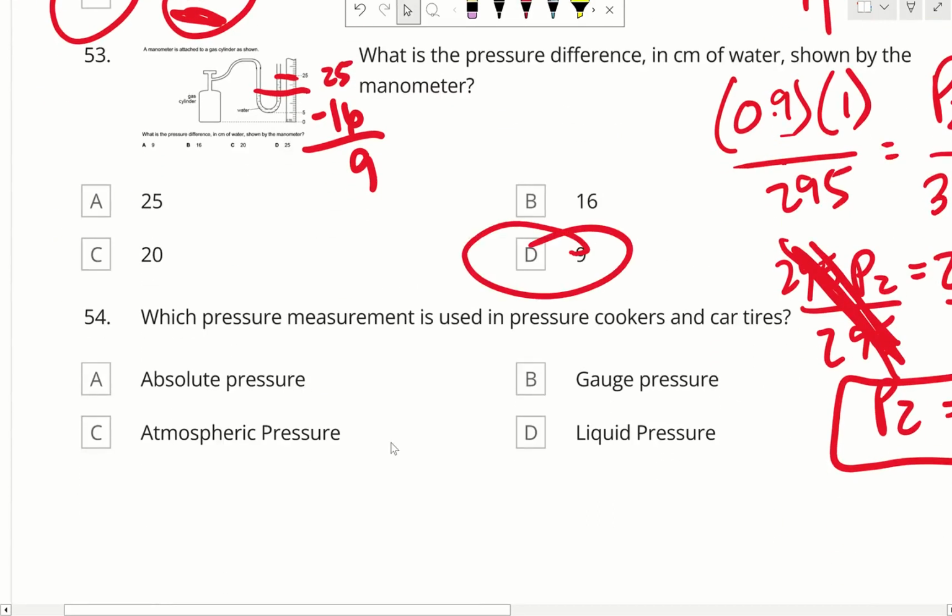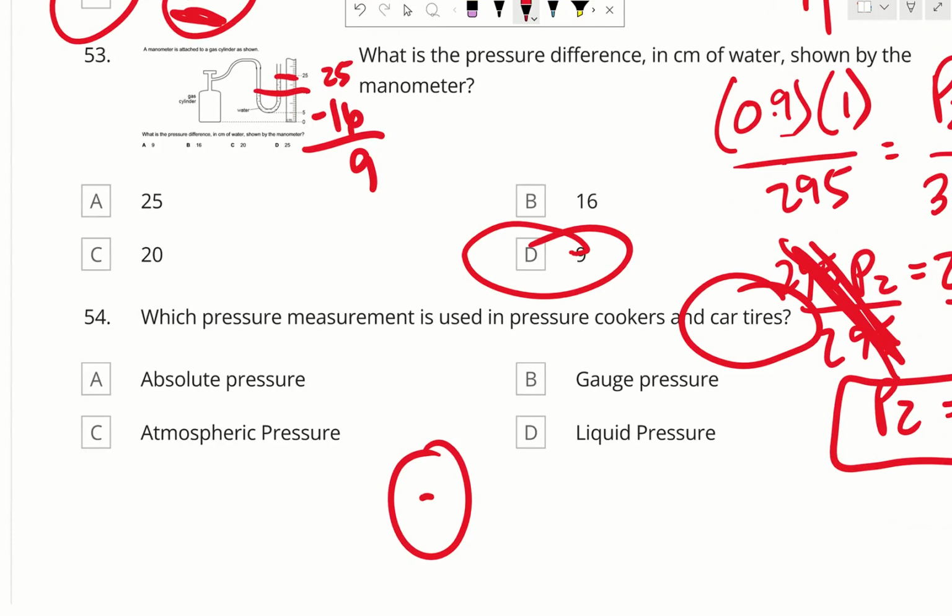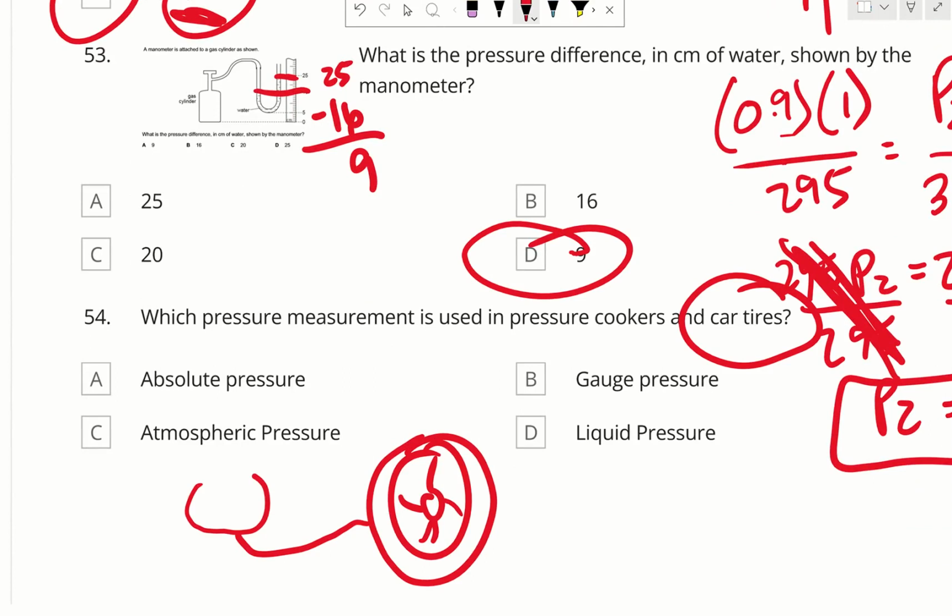Which pressure measurement is used in pressure cookers and car tires? When you're measuring your car tires, right, you use the instrument, and this reading over here gives you the gauge pressure. Gauge pressure.